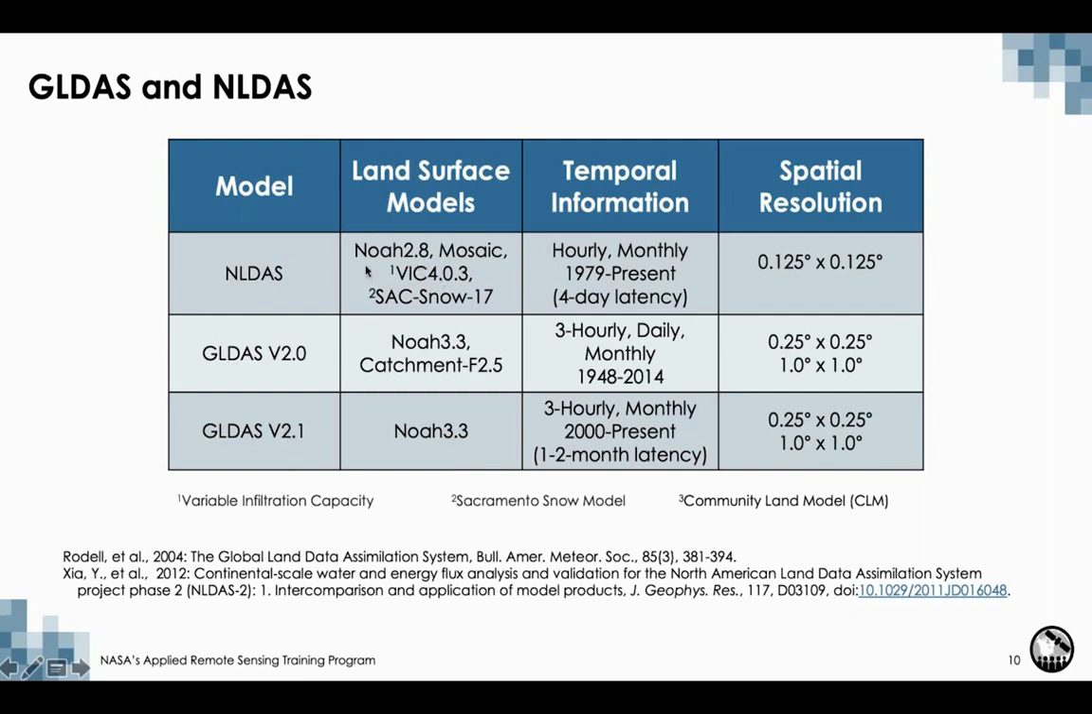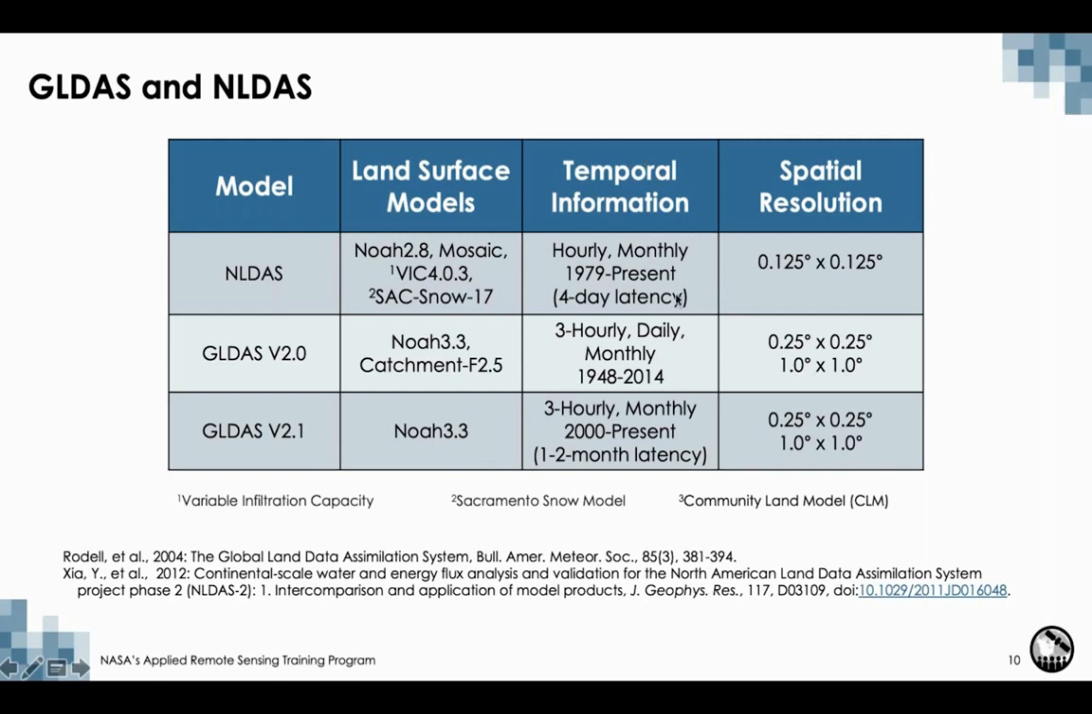These are all different land atmosphere interaction models. So variable infiltration capacity, Sacramento snow model, community land model, these are used by GLDAS and NLDAS. In addition, GLDAS has multiple versions. GLDAS 2 and 2.1, we're going to focus on 2.1, which is the latest version. And as you can see, this is one model that's used for 2.1, that's Noah 3.3.